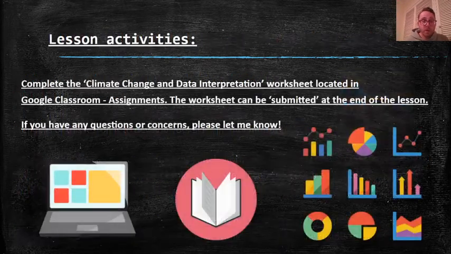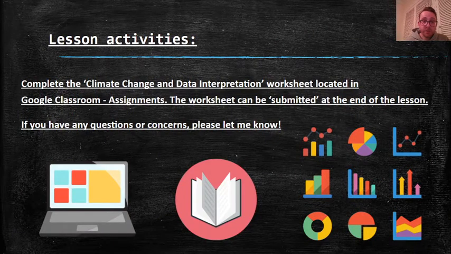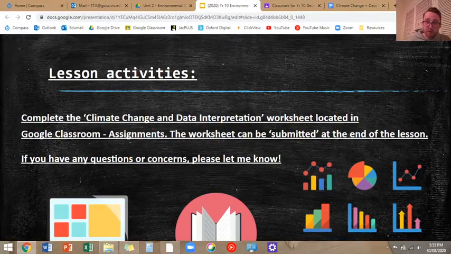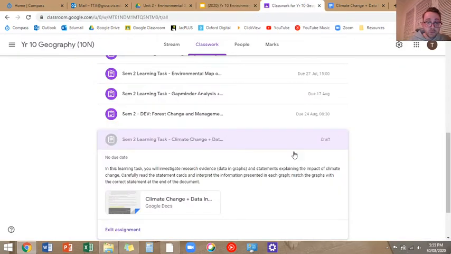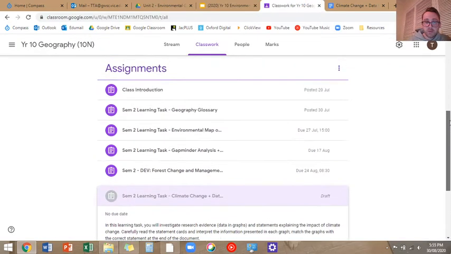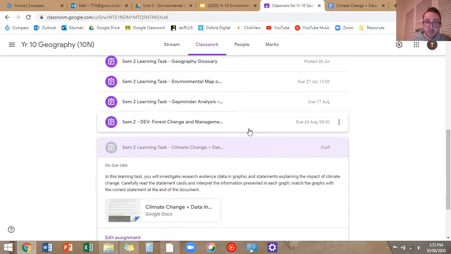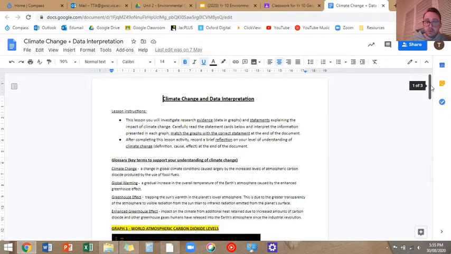So what we're doing this lesson is completing a little worksheet, a little climate change data worksheet located in Google Classroom assignments. The worksheet can be submitted at the end of the lesson. If you have any questions or concerns, please let me know. I haven't had any technical difficulties with this in the past, but let me know if that is an issue. So this is where it's located in Google Classroom assignments. You can see it hasn't been scheduled to appear yet, but I'll have that appear in your Google Classroom just before the lesson starts. Just need to click on that and you'll get this little Google Doc, little worksheet.